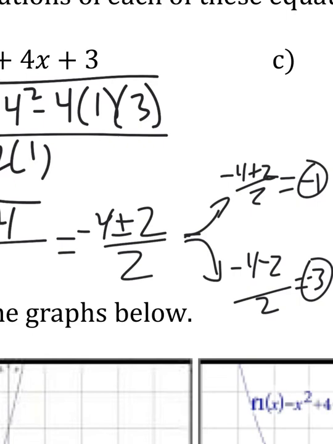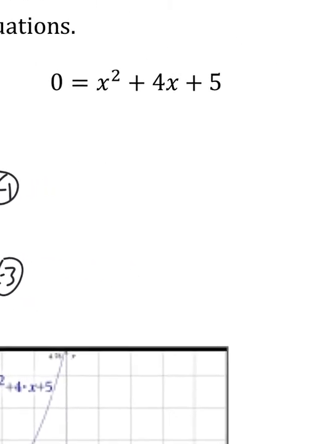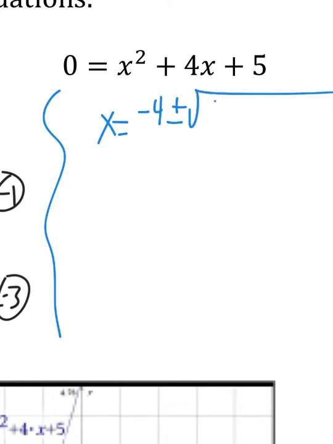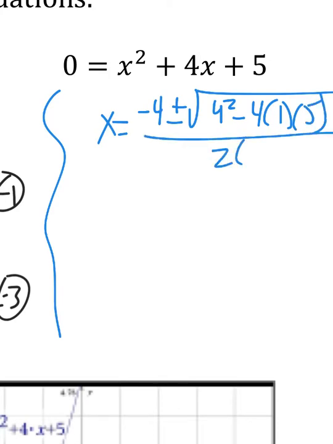How many do you think we're going to have on the third one? All of them. Maybe. Let's see. This one will be a quick one. X equals negative b plus or minus square root b squared minus 4ac, all over 2a. There's two solutions. Okay.